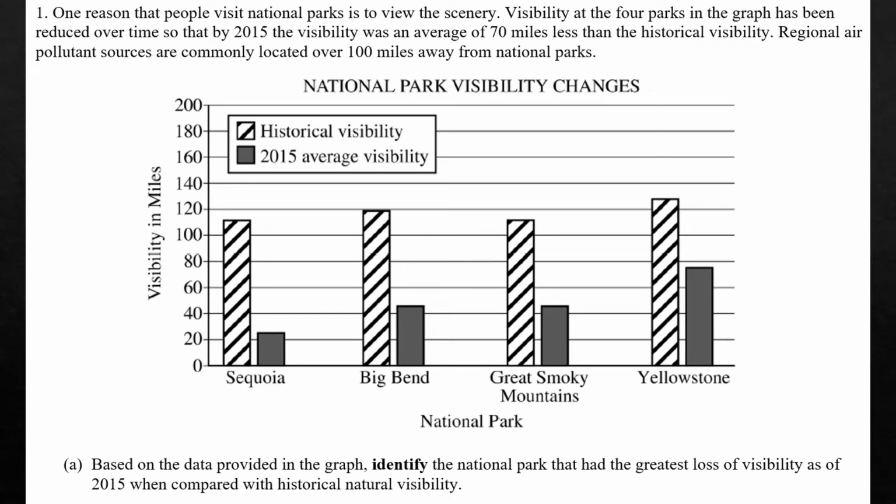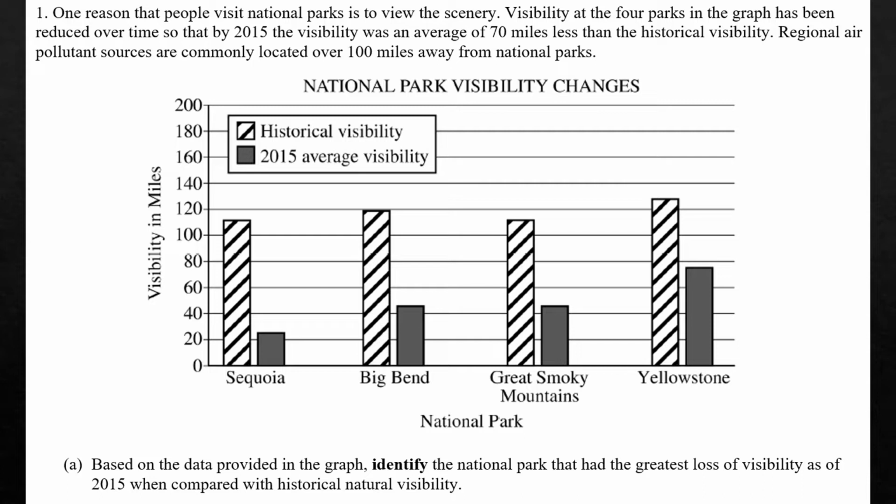Part A is all about reading the graph and identifying the national park that had the greatest loss of visibility. One reason that people visit national parks is to view the scenery. Visibility at the 4 parks in the graph had been reduced over time, so that by 2015, the visibility was an average of 70 miles less than the historical visibility. Regional air pollutant sources are commonly located over 100 miles away from the national parks. Based on the data provided in the graph, identify the national park that had the greatest loss of visibility as of 2015 when compared with historical natural visibility.